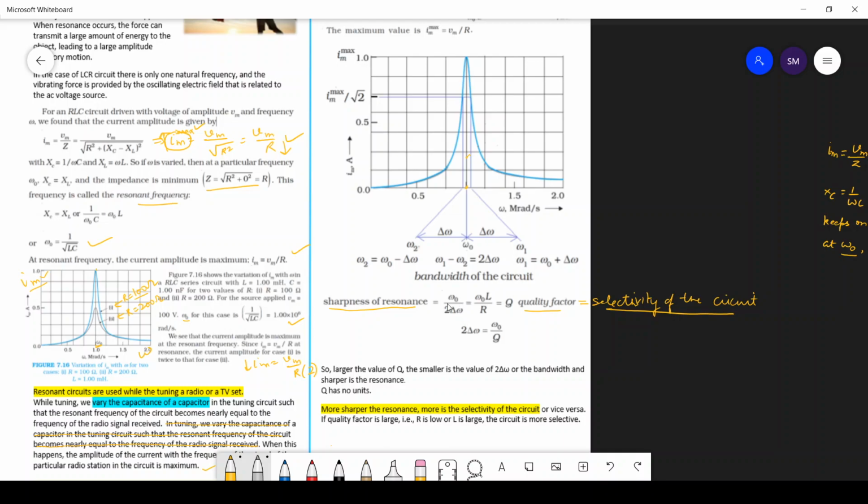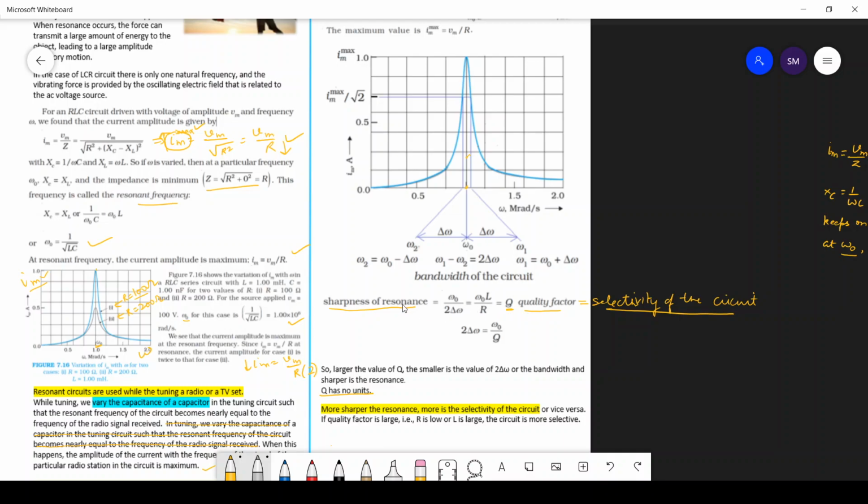So you can clearly see that it is the ratio of angular frequency upon angular frequency. So the units will be the same and cancel out. It's a ratio and it has no units. So Q has no units, meaning the quality factor or the sharpness has no units.